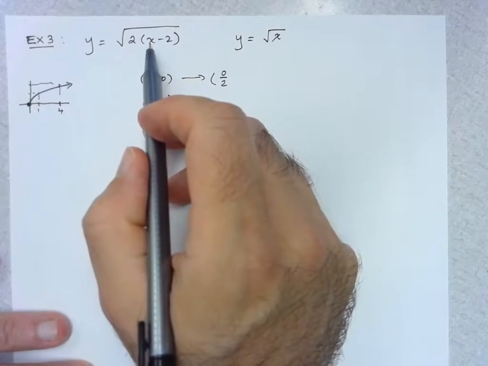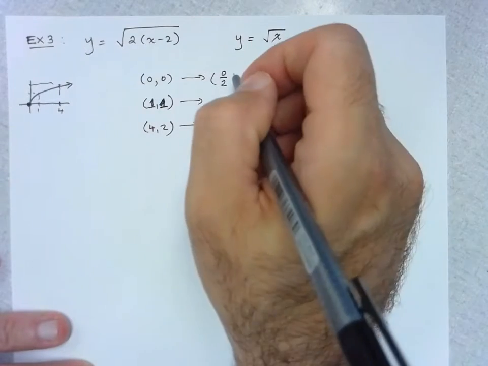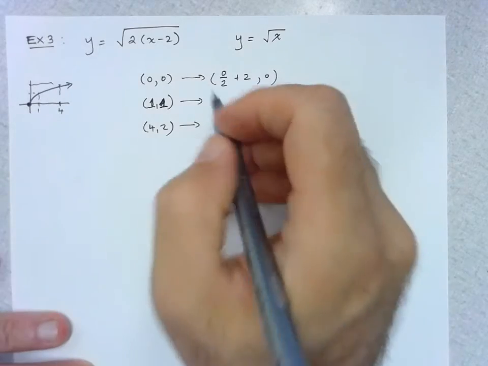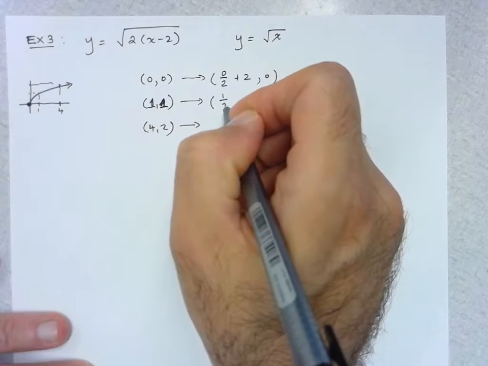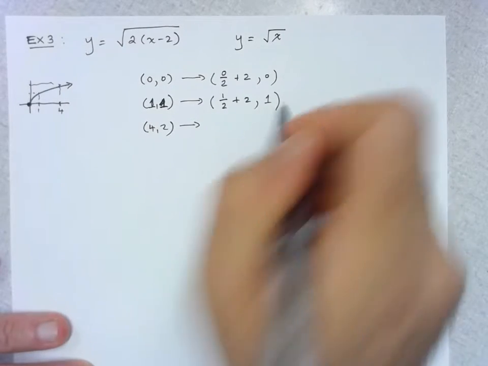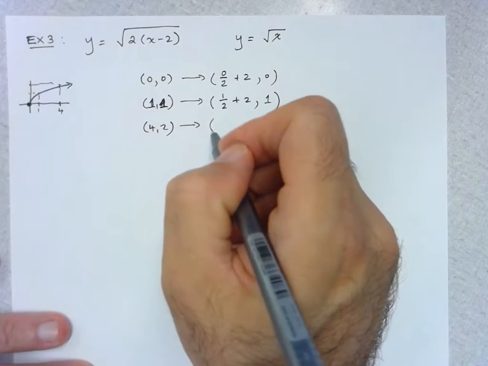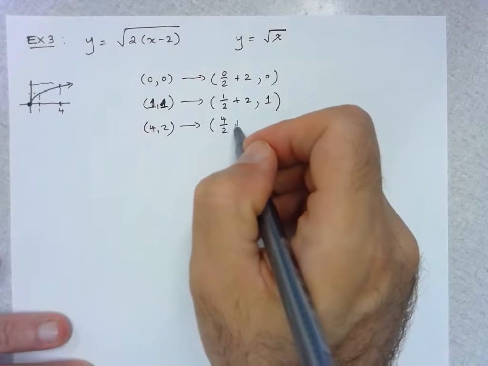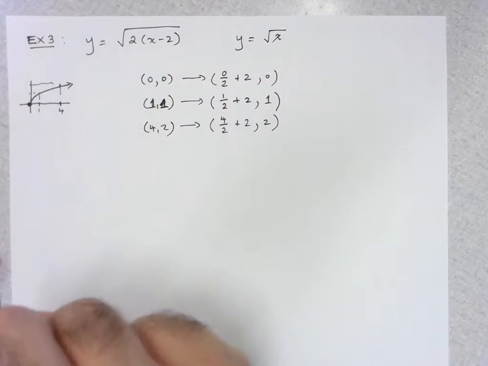And then we see x minus 2, but recall that the effect is always opposite. So we're going to be adding 2. Okay, and here the y value doesn't change. Let's do the same thing here. The x value is going to be first divided by 2, and then we're going to add 2. The y value doesn't change because there's no vertical transformation. And lastly, we're going to take our x value divided by 2, and then add 2. And here our y value doesn't change.